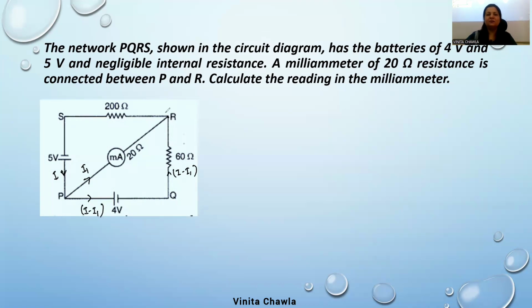When it reaches this point R, again R acts as a junction. I1 current is flowing in this direction, and I minus I1 is coming towards R from this direction. So they'll meet at this point, I1 cancels, and we will have I current only. This I current goes through this 200 ohm resistor and again moves to the cell. So this is how we can draw it.